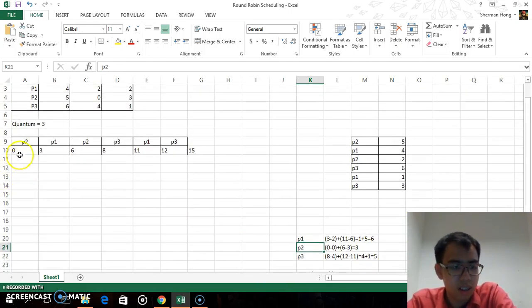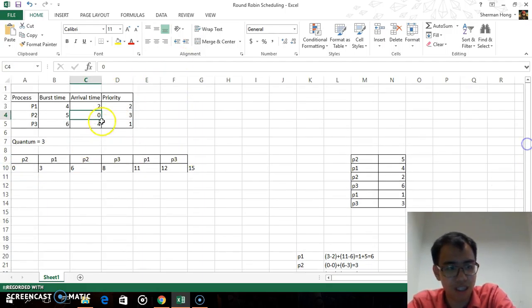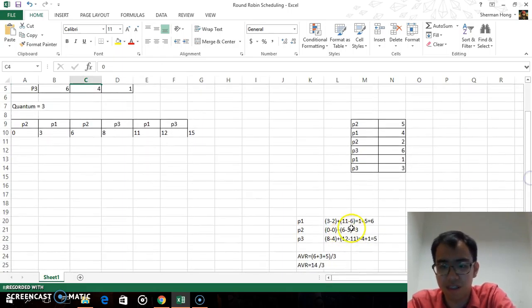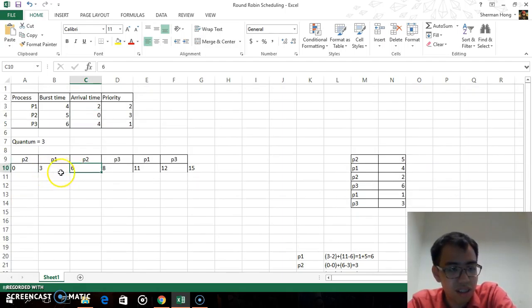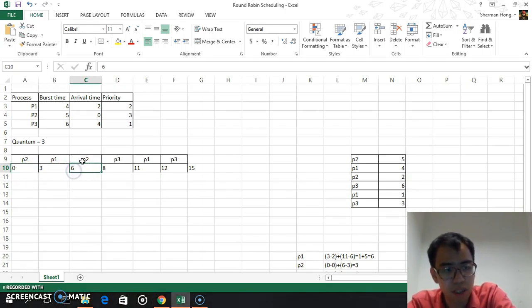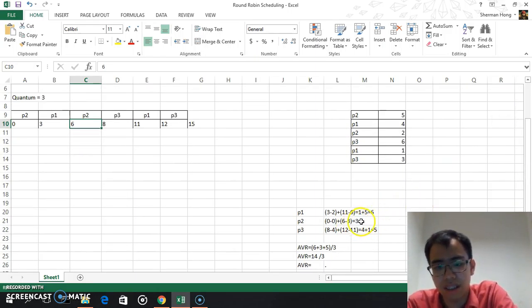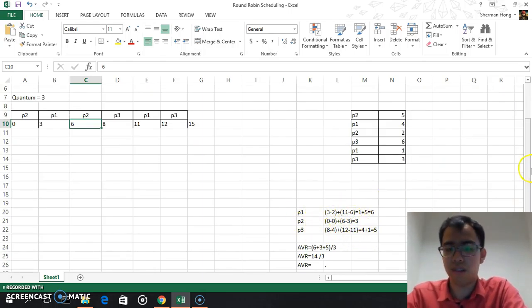Now we'll move on to P2. For P2, you take 0 minus 0, because the starting point of the first P2 is 0, and the arrival time for P2 is 0. So 0 minus 0 equals 0. Then plus 6 minus 3. From here you see 6, and the previous finish time is 3. So you take 6, the starting point of the second P2, minus 3, and you get 3. That is the waiting time for P2.